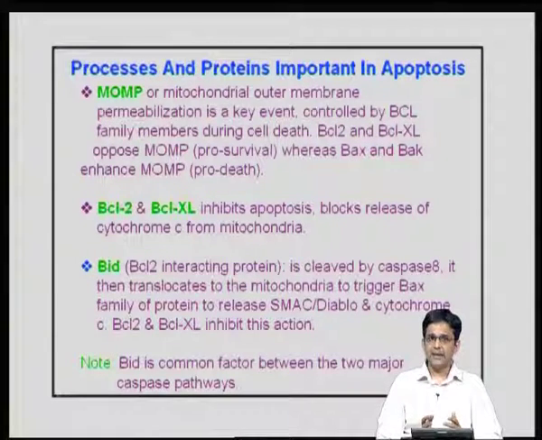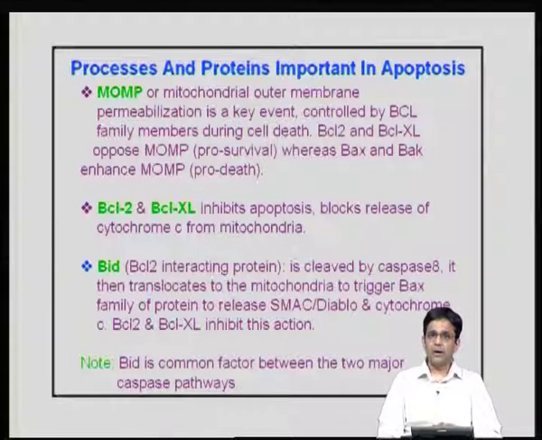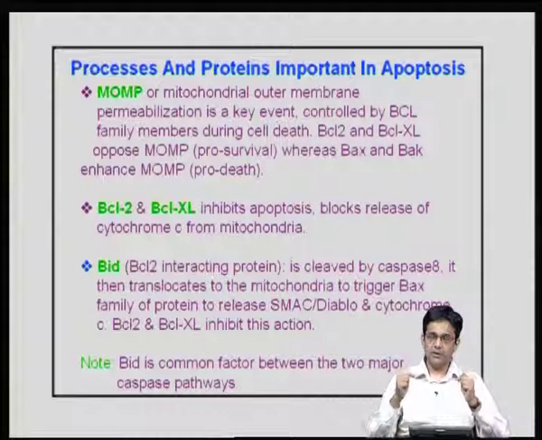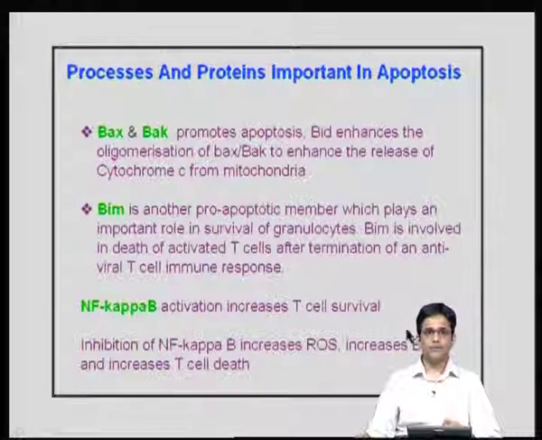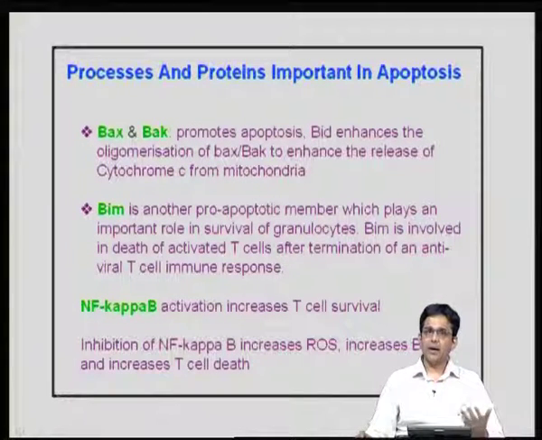On the other hand, BCL2 and BCL-XL inhibit apoptosis, they block the release of cytochrome C from the mitochondria. You have BID, which is cleaved by caspase 8, and as was shown in that diagram, it translocates to the mitochondria to trigger the cytochrome C release from the mitochondria. I had said that BID is the common factor between the intrinsic and the extrinsic pathways. Now BAX and BAK, these are again pro-apoptotic, and BIM is another pro-apoptotic member. And in fact, knockout studies have shown that BIM plays an important role in the survival of granulocytes.